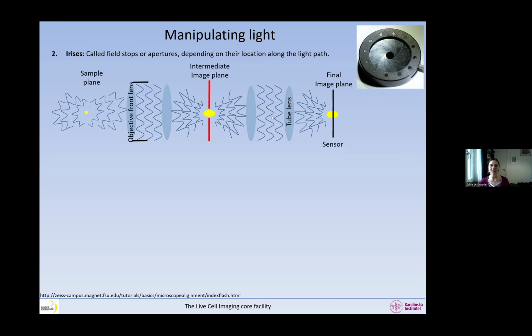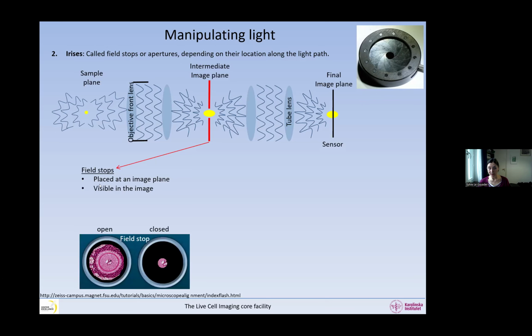If we put the iris in an image plane, the iris is called a field stop. It is then visible in the image because the iris is together with the image. When we close the iris, we're going to see it. When it closes, it blocks the light like a curtain. So in here, we see the edges of the iris. And if we close it even more, the outside of the image becomes black, like a curtain. So a field stop is in the image plane, and it only affects the edges of the image. The center of the image looks exactly the same in here and there.